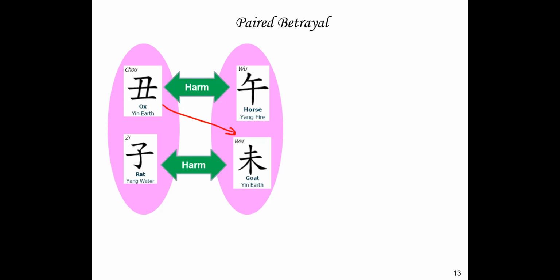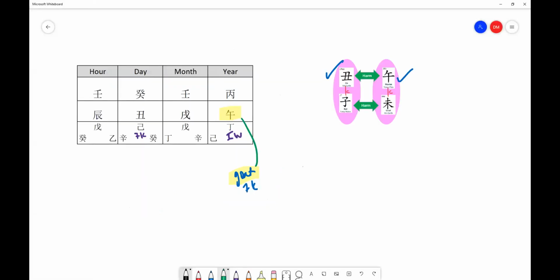So here, what is the combination then? What is the horse and the goat combined? When horse and goat combine, it becomes what? Fire. Yeah, so horse becomes fire. Now 7K combined with indirect wealth.